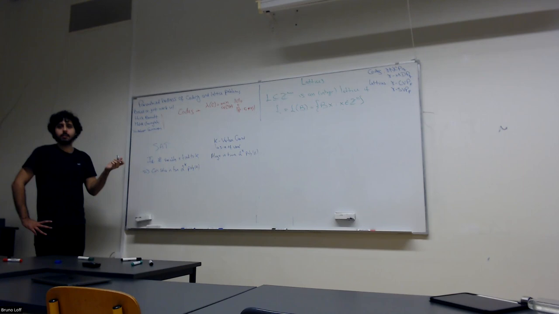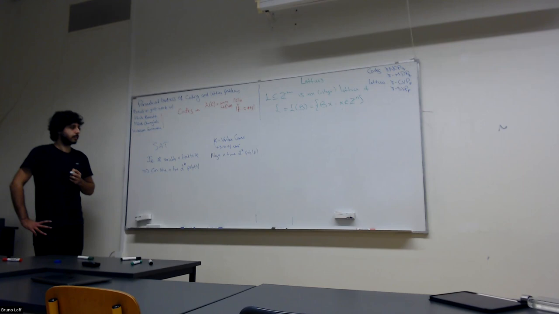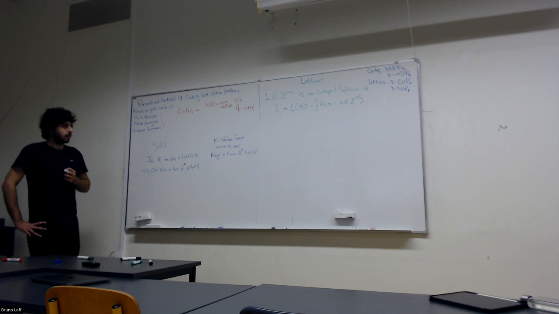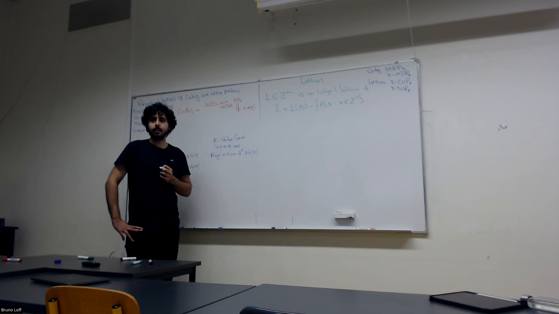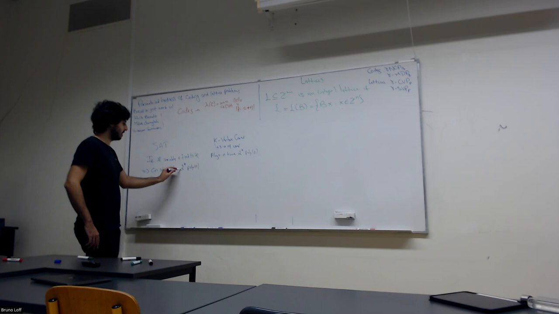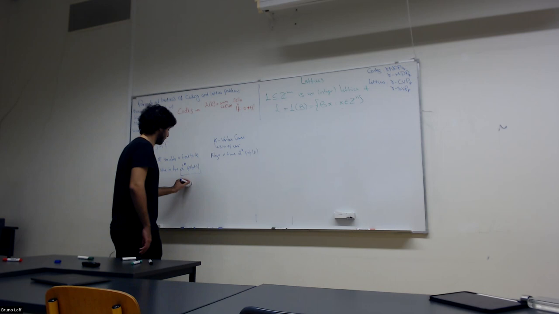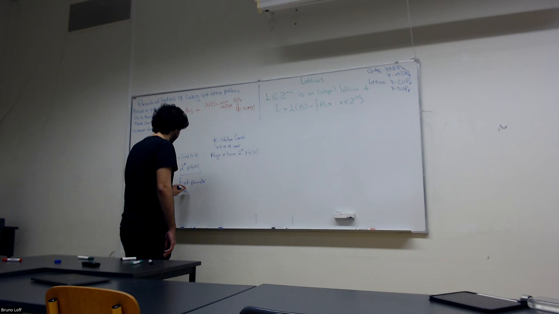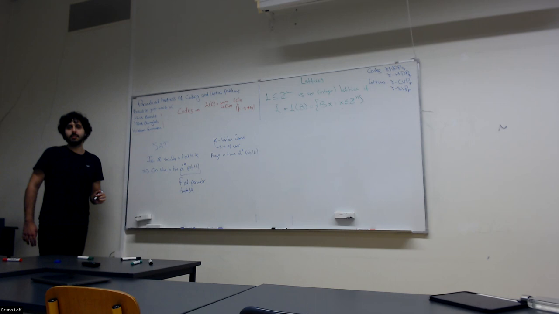If you see a running time like this, we call this fixed parameter tractable. If you fix this parameter k, then all of a sudden your problem is easy, because the cost of this is okay.